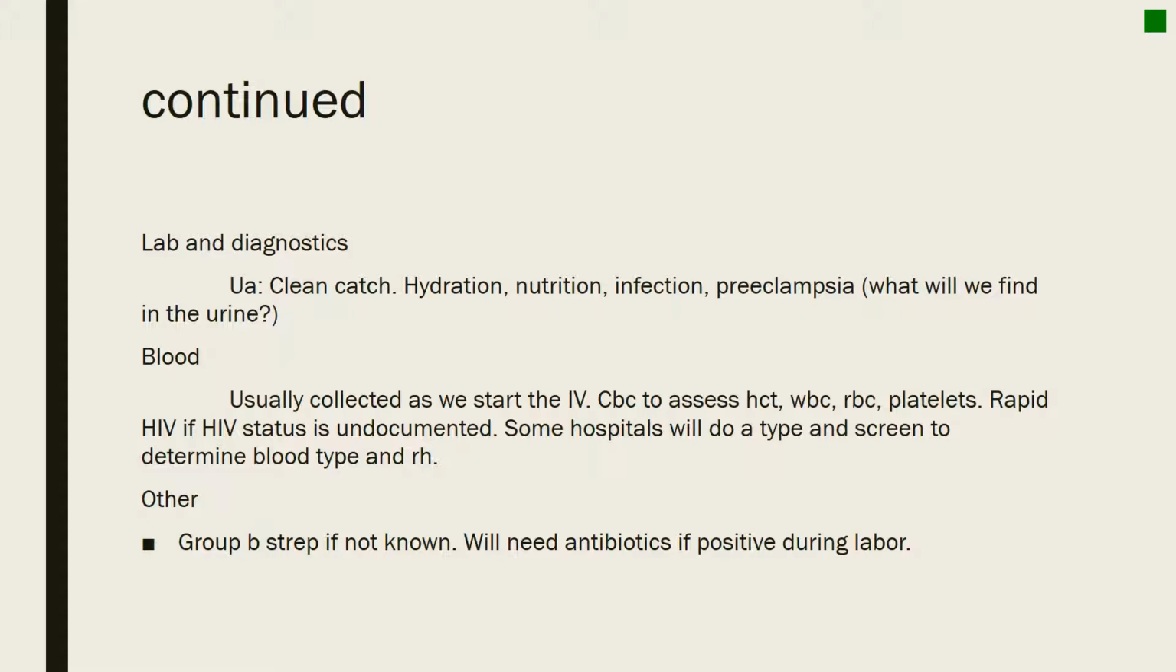We want a CBC, hematocrit. We want platelets. We need to know if there's any kind of coagulopathy, because this would contraindicate an epidural if the platelets were off. Rapid HIV if that's undocumented, type and screen to determine blood type if it's not already done. Other: group B strep, we know that we do that. We may have to give them antibiotics.